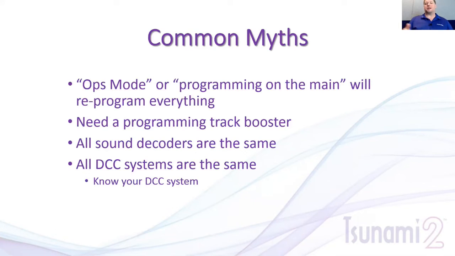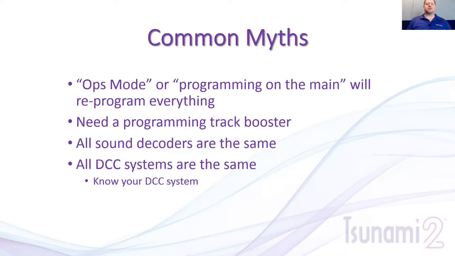Well, again, learn your DCC system. Make sure you understand how it works. When you're programming on the main line, it is address dependent, and the command is only going to the decoder that it's intended for. Now, if you have two address 1000s on the layout, yes, both of those are going to get reprogrammed. So just be cautious. Know what it is. It is a myth. Don't be afraid of it. It'll be your friend, and you'll realize that you'll be able to do a lot of stuff that you couldn't do before by programming on the main.